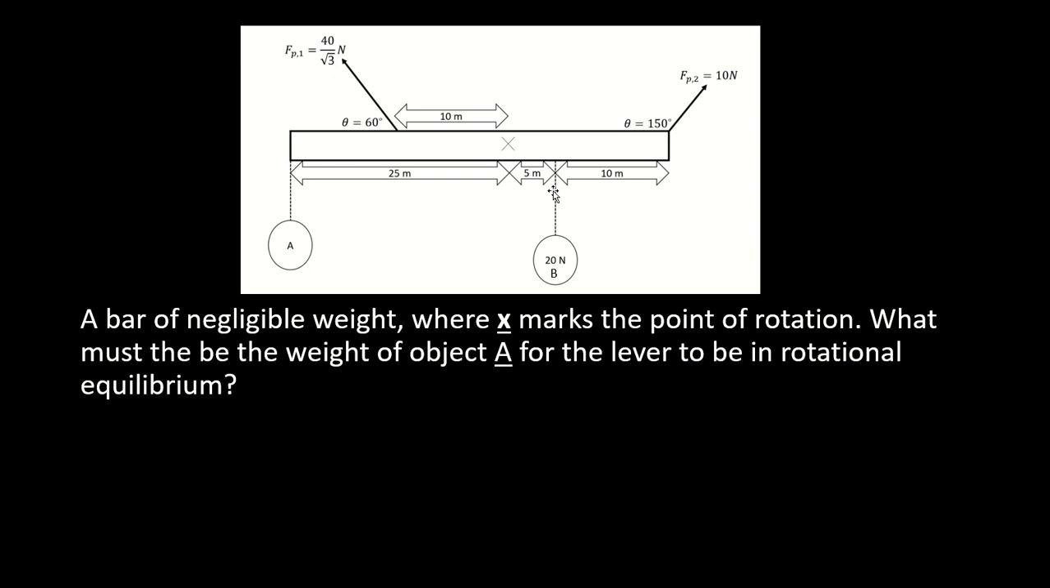If we look at the distances, force 1 is going to be 10 meters away from our point of rotation. Our weight A is 25 meters away. Weight B is 5 meters away. And applied force 2 is going to be 15 meters away, or 10 plus 5.